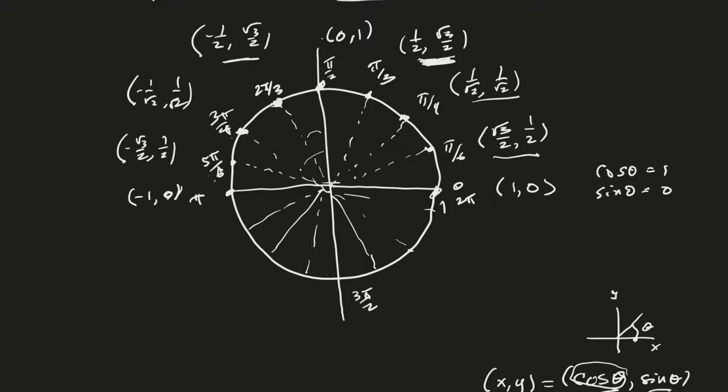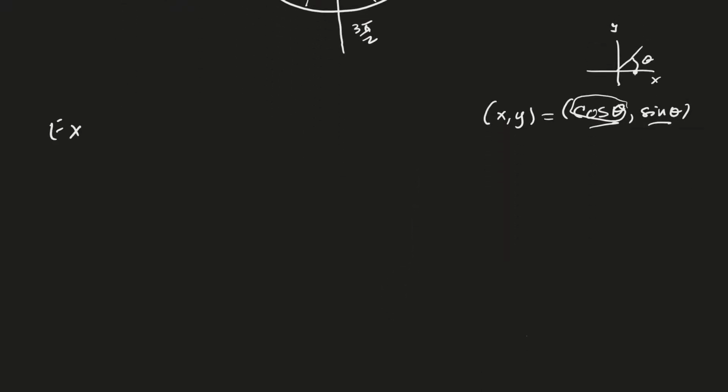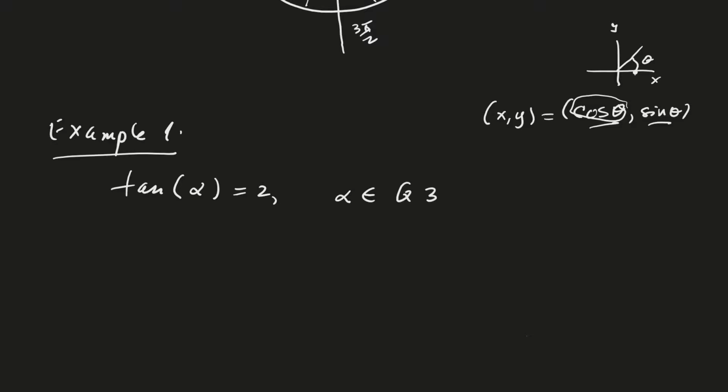We're going to try working through some problems to see how the unit circle can help us. Good. So let's try one first here. Example 1. Suppose that I know that the tangent of some angle is equal to 2, and I know that the angle is in which quadrant? Quadrant 3. Quadrant 3.